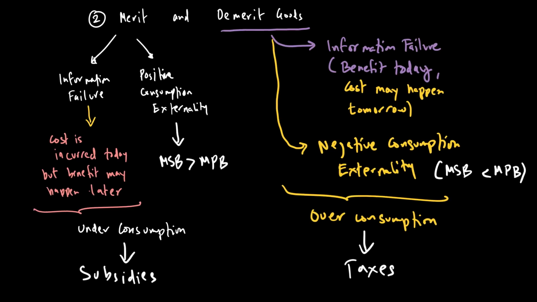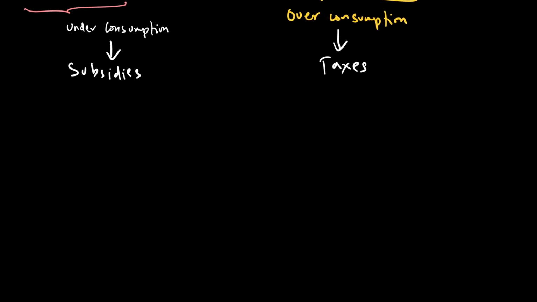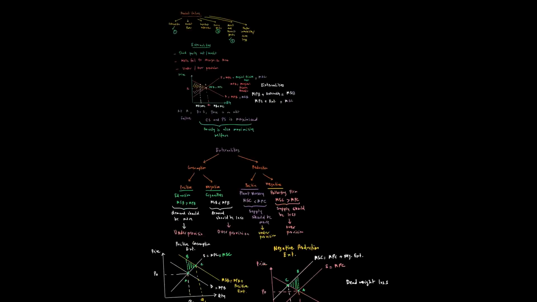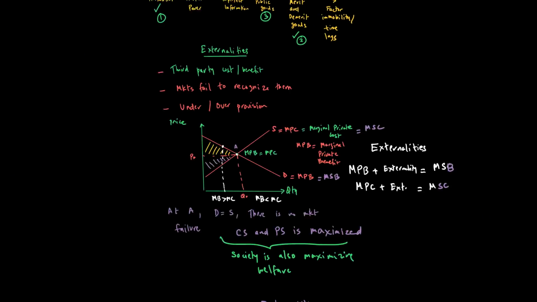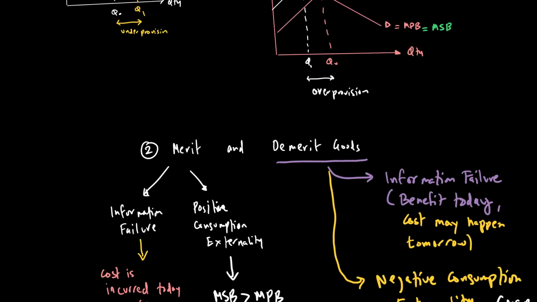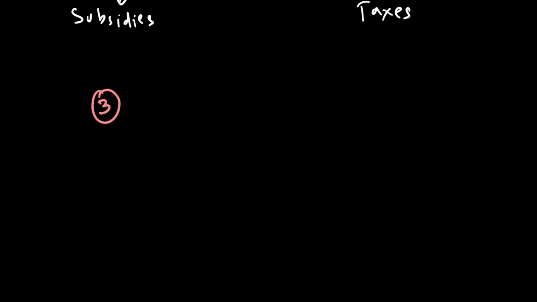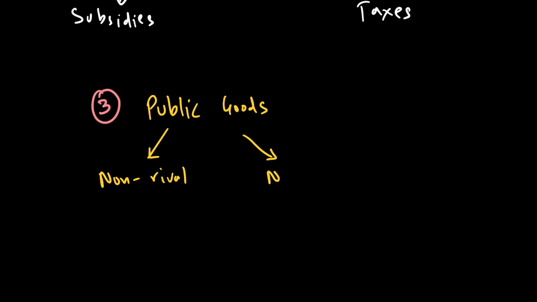The third thing that I want to talk about is something called, let me just go back to the list. The third thing we want to talk about is called public goods. Public goods we have discussed earlier as well. What are public goods? Well, public goods are basically goods that have the feature of being non-rival and non-excludable.